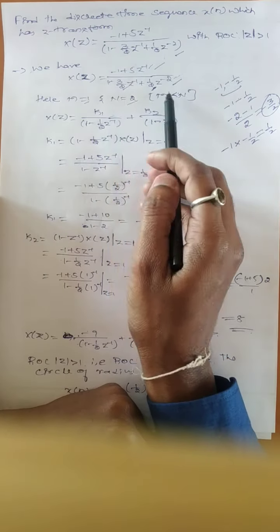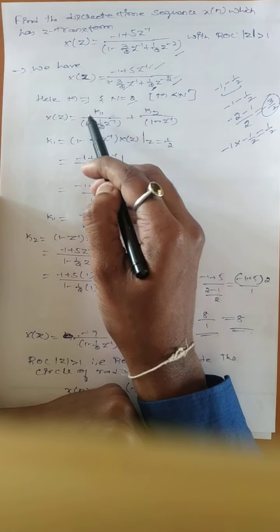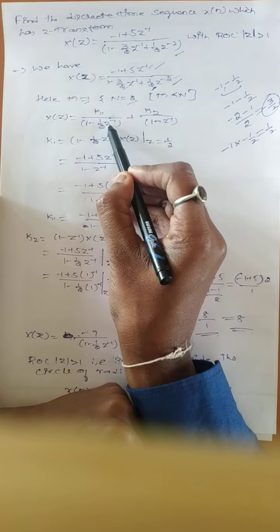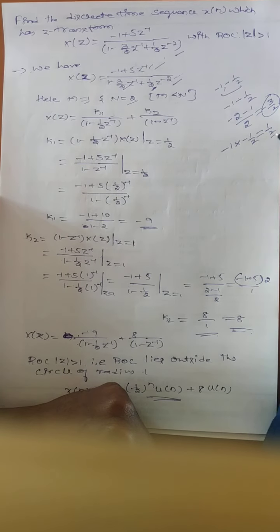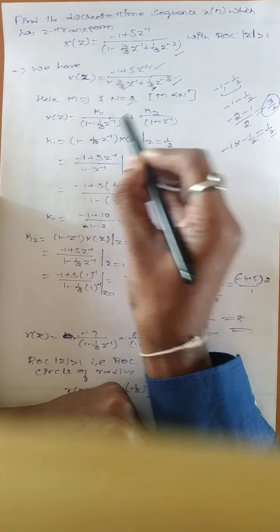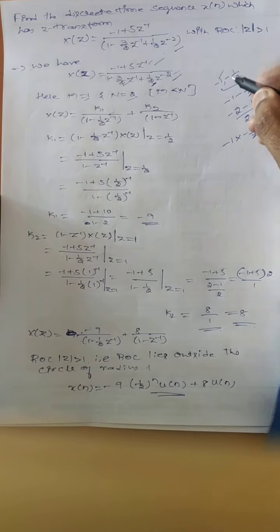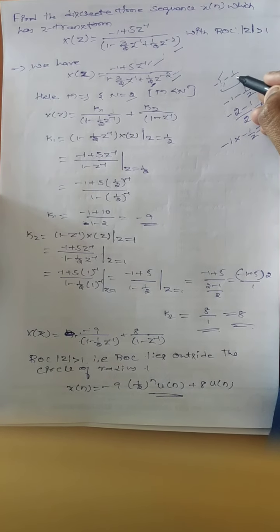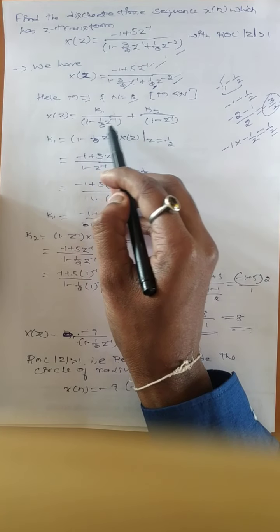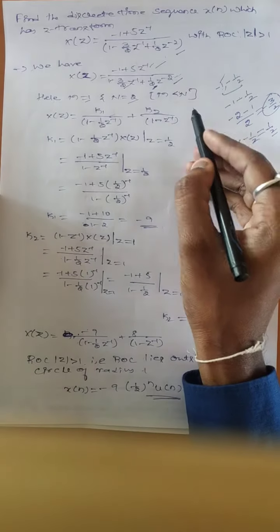Now split up the denominator. X of z is equal to k1 divided by 1 minus 1 by 2 z inverse, plus k2 divided by 1 minus z inverse. We have assumed the two numbers, minus 1 and minus 1 by 2, and we just put them in the denominator.